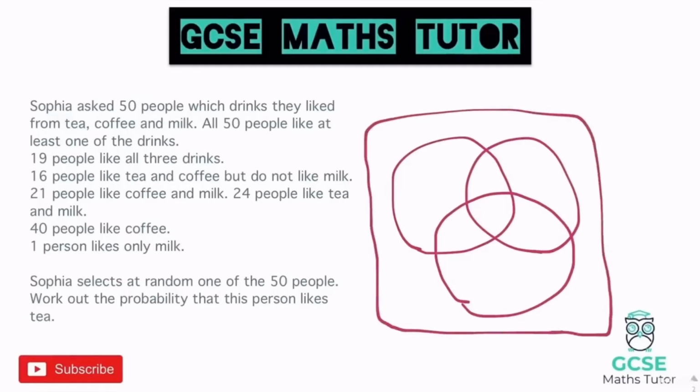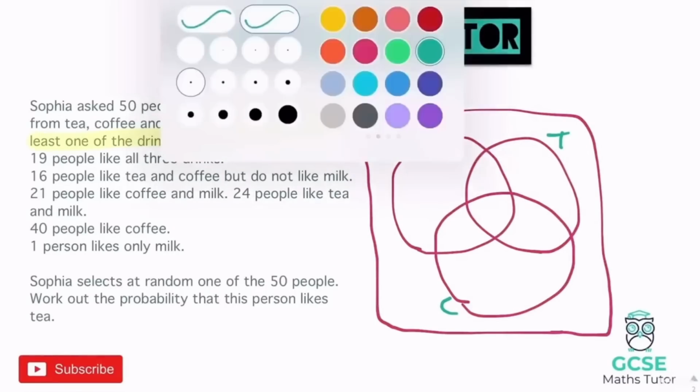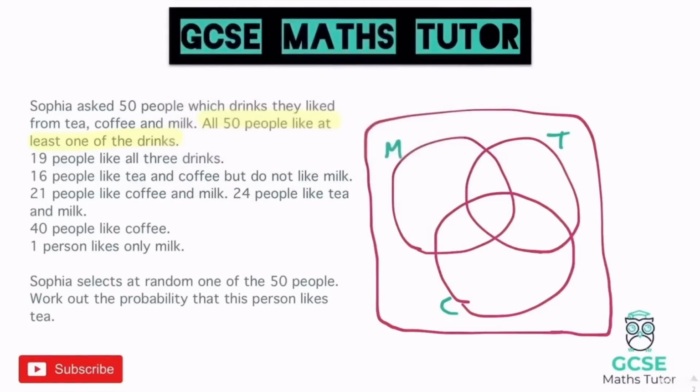There we go. Now I want to keep this all nice and neat and tidy, so I'm going to label them. I'm going to call this one the milk, this one the tea, and this one down here the coffee. I'm just going to go through the list and start to tick things in when I know that I've got them there. Now the first piece of information it tells us, if we go through this step by step, says all 50 people like at least one drink. So that means there's going to be nobody on the outside, so 0 on the outside.